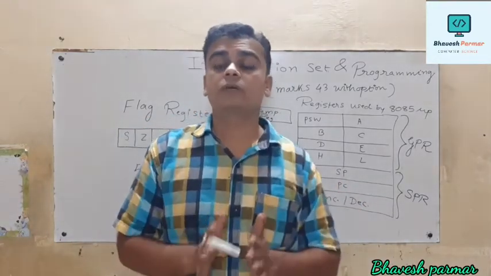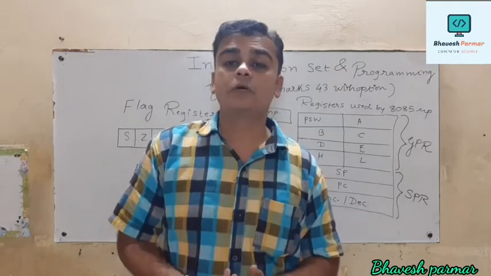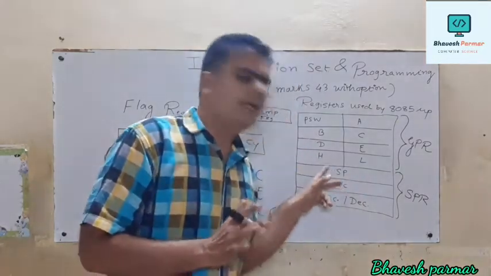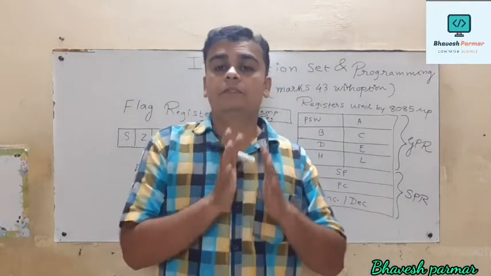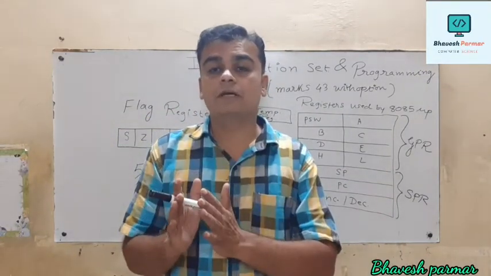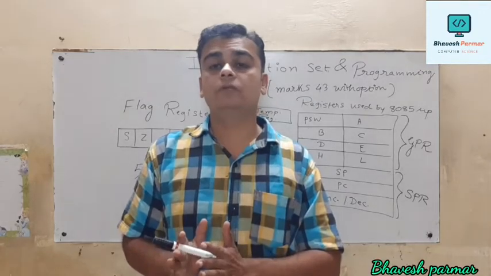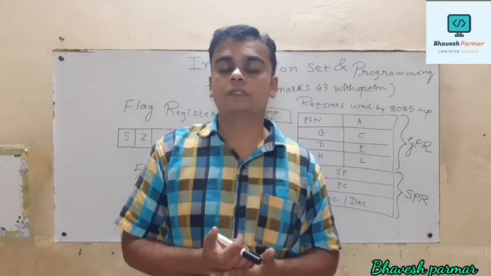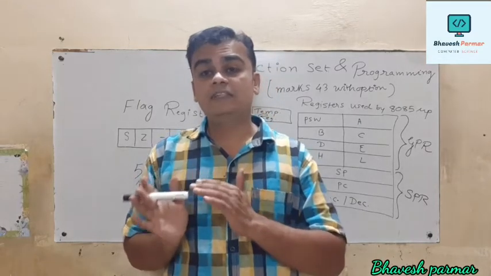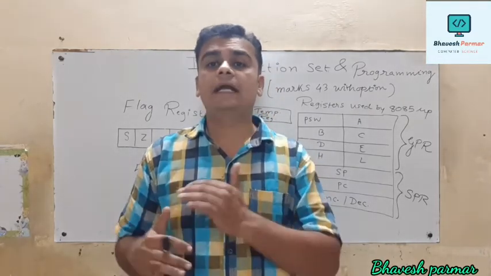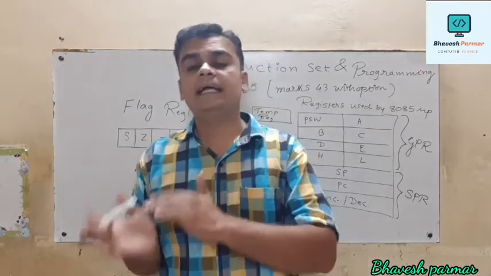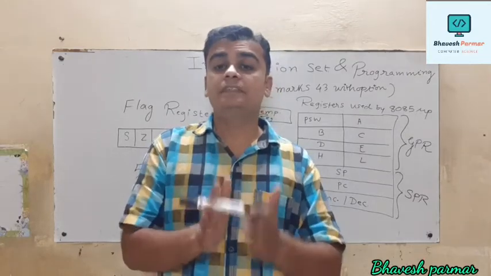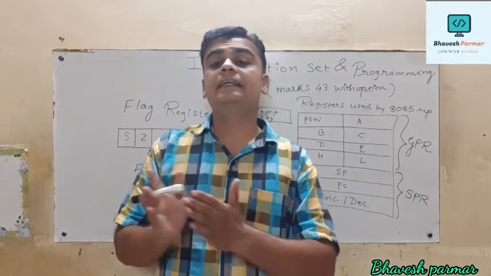So PC consists of what? The address of the next memory location which is to be executed. Note that SP and PC work together. SP consists of the address of line number 1, PC consists of the address of line number 2. When line number 1 gets executed by the microprocessor, what actually happens? The address in PC, the address of the next memory location, is copied into SP, and the PC address gets increased by 1.